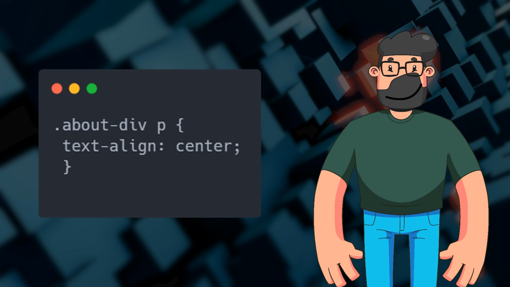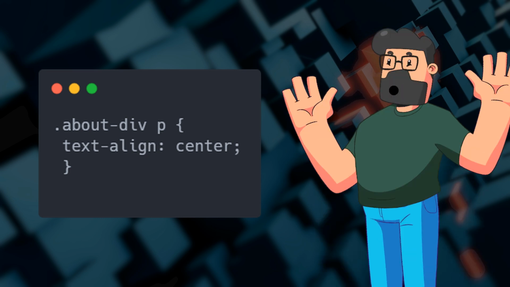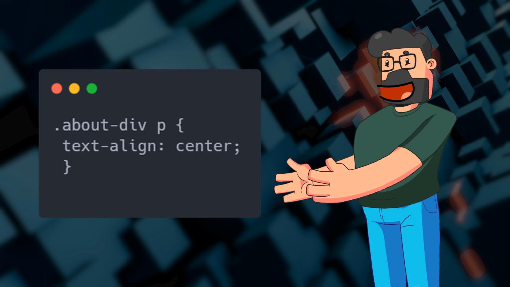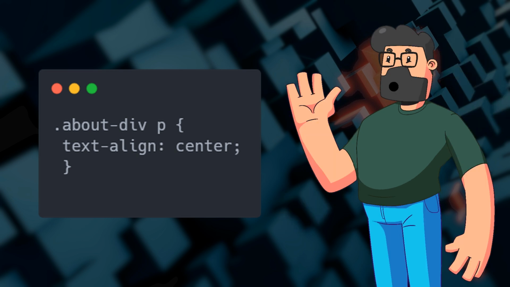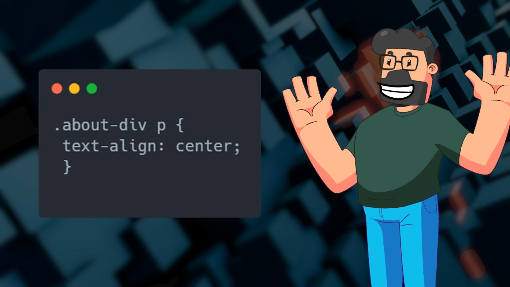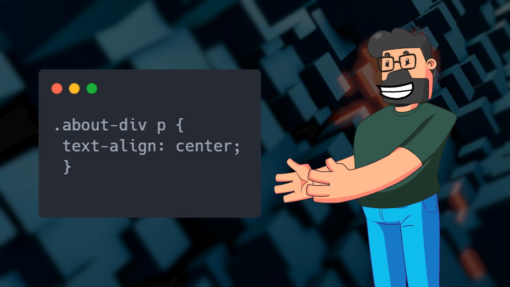Solution time. What you need to do is update the CSS code and specifically target the paragraphs within the div. So, add a selector for .about-div p and set the text-align property to center. Voila! Problem solved. Text aligned perfectly within the div.